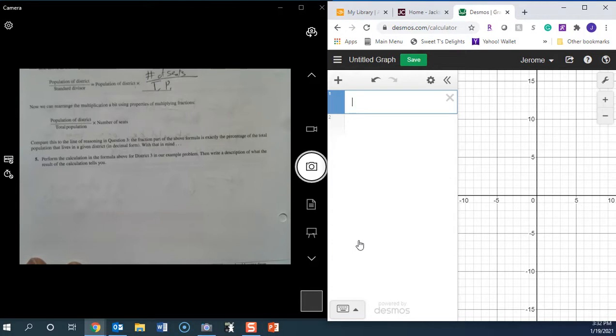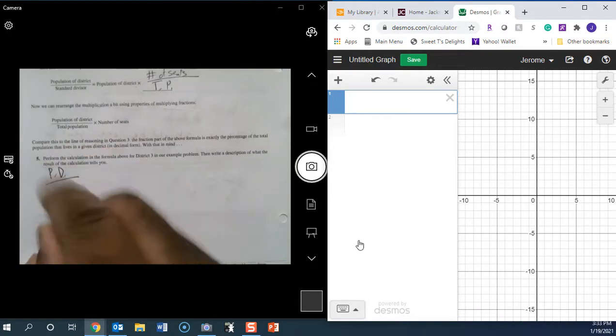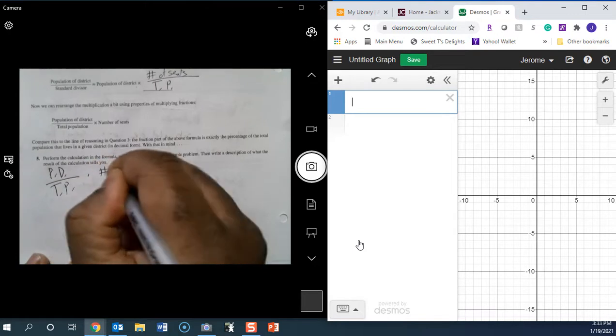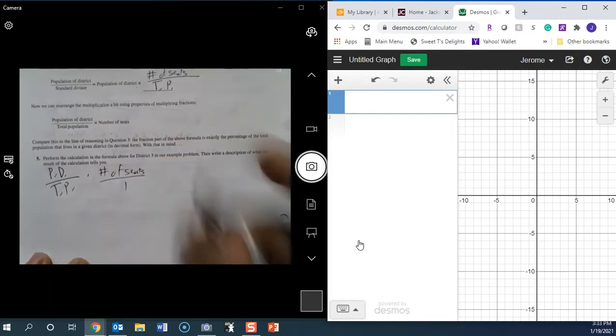The fraction part of the above formula is exactly the percentage of a total population that lives in a given district in decimal form. With that in mind, perform the calculation in the formula above for District 3 in our example problem. Then write a description of what the result of the calculation tells you. So we're going to do the population of the district divided by the total population times the number of seats, and we'll put that over 1.